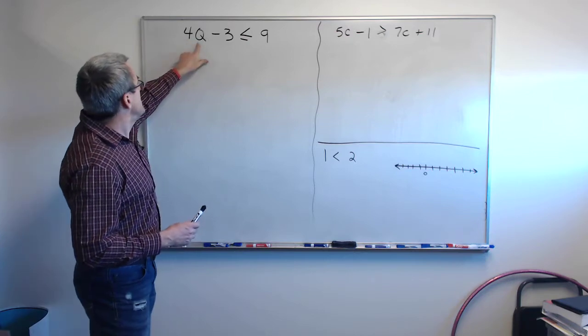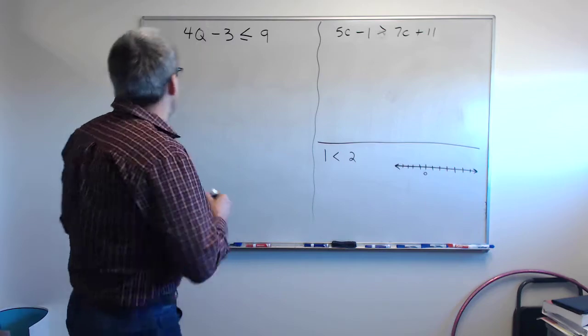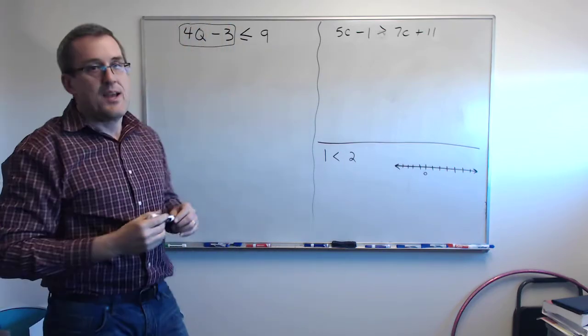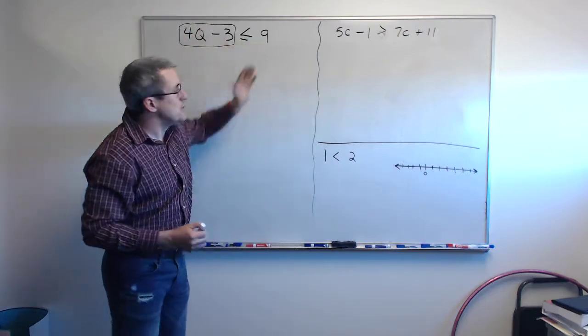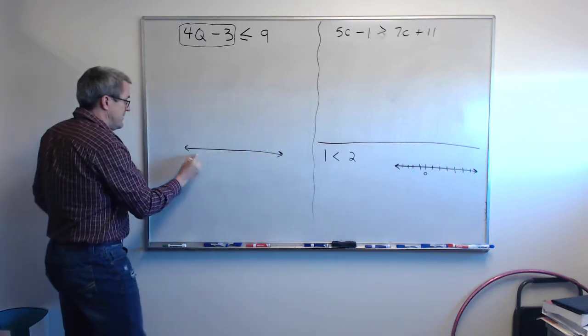Q is my variable. 4q minus 3 is less than or equal to 9. What I'd like you to think about here for a minute is, whatever happens here, whatever happens over there, we're claiming has to be less than or equal to 9. Now what that means in terms of a number line is this.